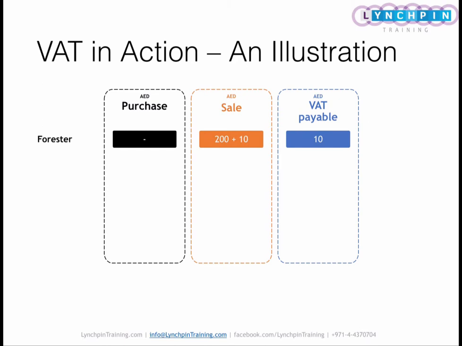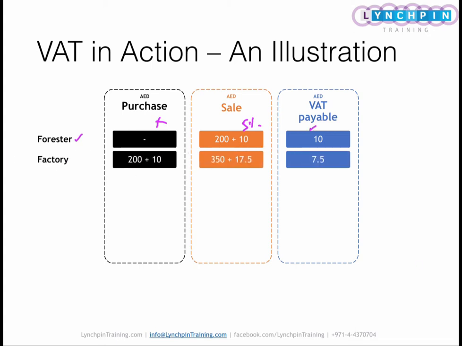Let's start with a forester, and here we have assumed that a forester is selling to a factory and would be charging 5% VAT on that, and he has no input VAT. We have just assumed that, although he may be having purchases of seeds, water, or any such thing. So he paid the full amount to FTA.